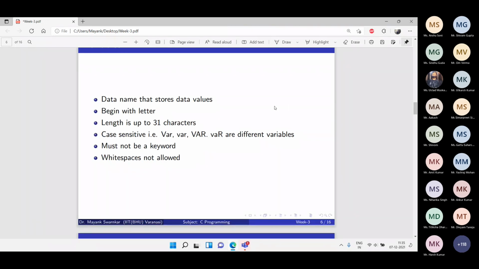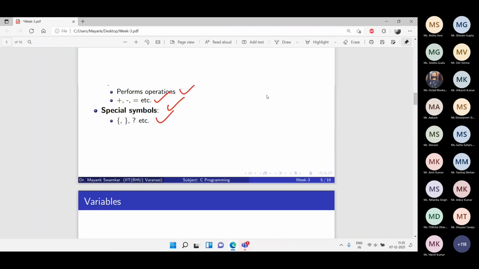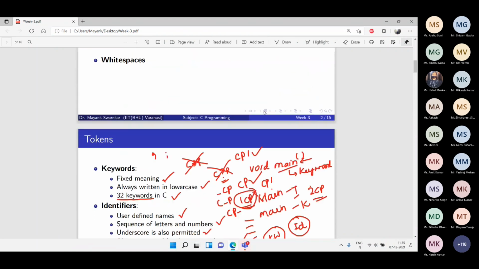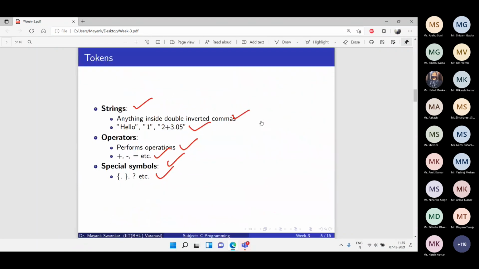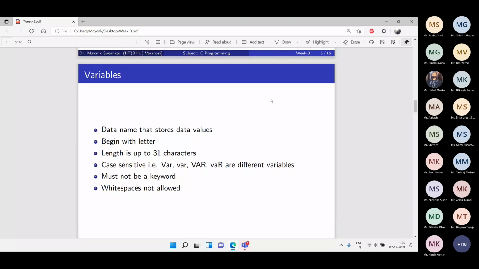Now comes the variable. From variable, you'll come to know the meaning of these tokens and the character set that we have studied previously. Now this is the important thing. So whatever confusion you have had until now will be cleared here. A data name that stores a data value is known as a variable. It always begins with a letter. Length is up to 31 characters because a variable comes under identifier. Variables are identifiers which store some constant or variable value.